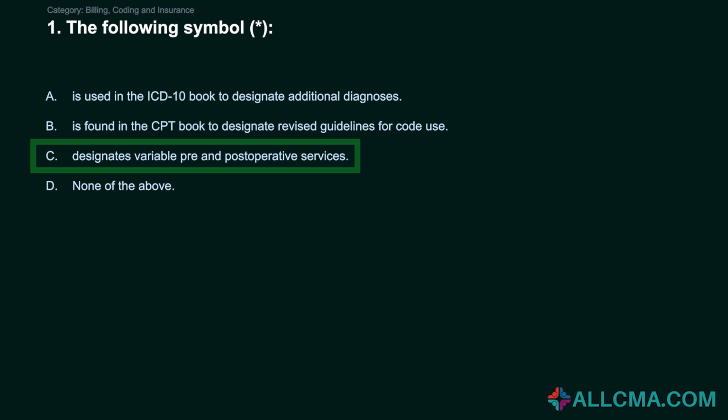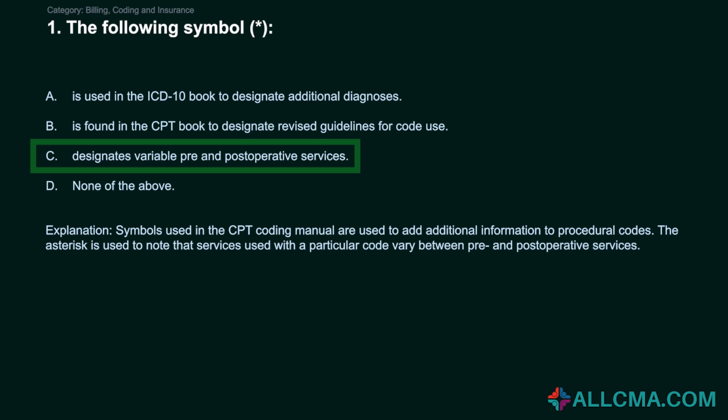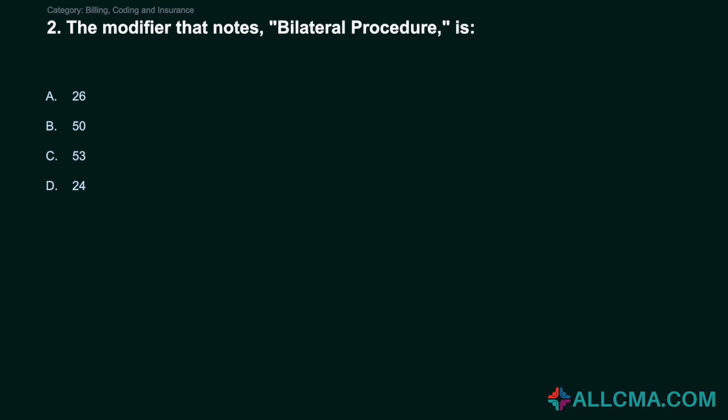Correct answer, C, designates variable pre- and postoperative services. Symbols used in the CPT coding manual are used to add additional information to procedural codes. The asterisk is used to note that services used with a particular code vary between pre- and postoperative services.